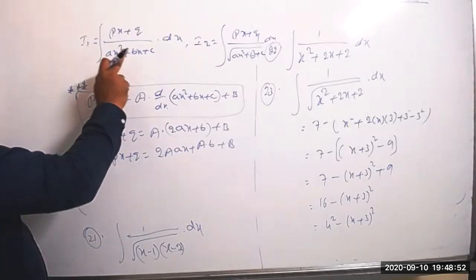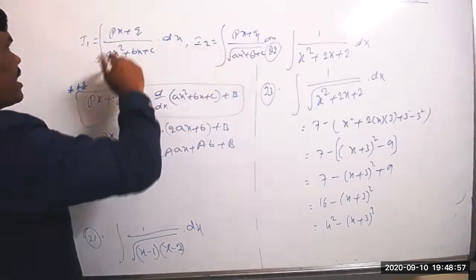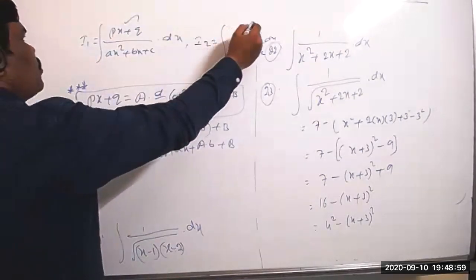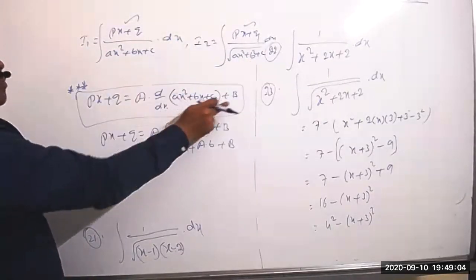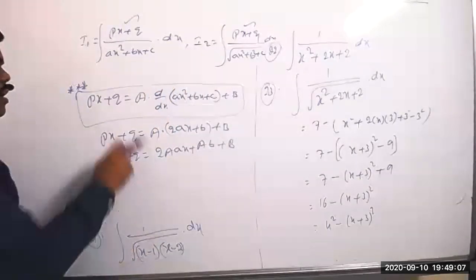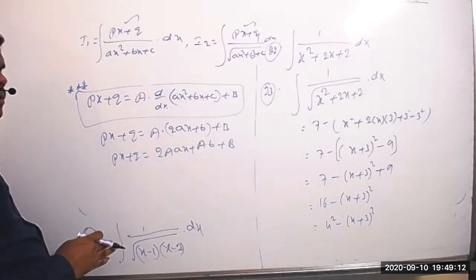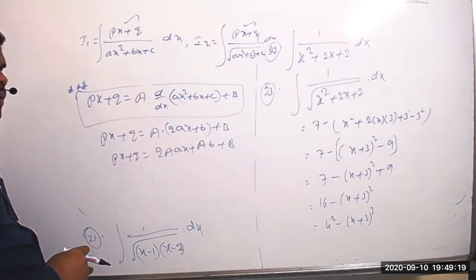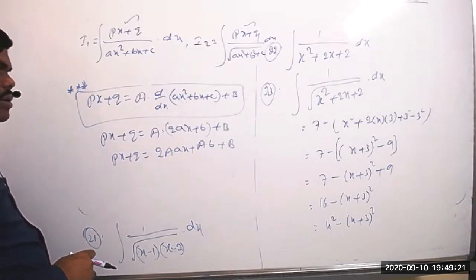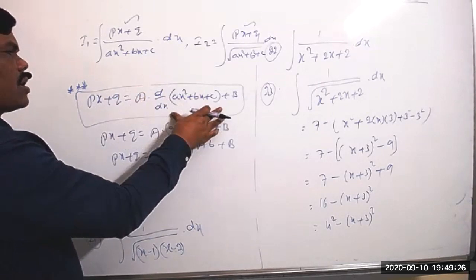So this kind of questions we are getting, suppose maybe first kind or second kind. This kind of question means we can directly take px plus q is equal to A into differentiation of denominator plus B. Now compare both sides. First you can simplify that, like this, then compare both sides. The values of capital A and capital B we will get. So the capital A and capital B, again you can substitute in the given function now.